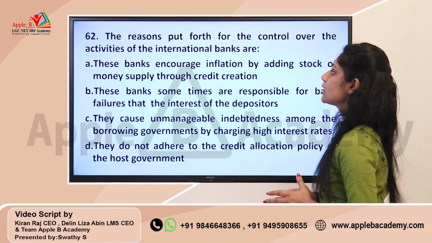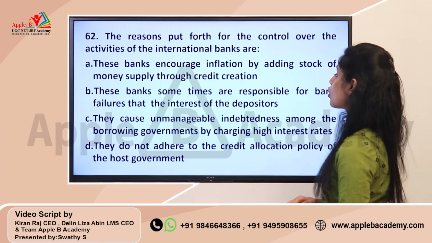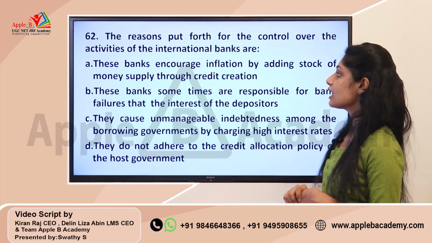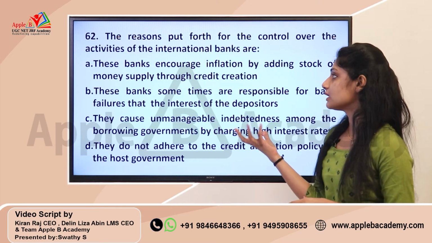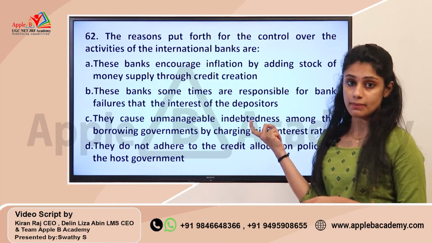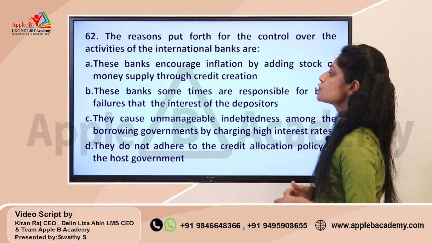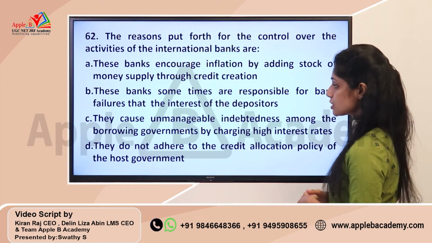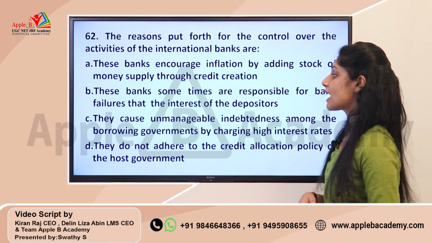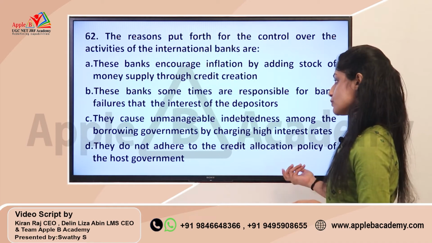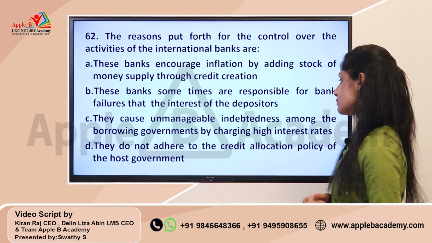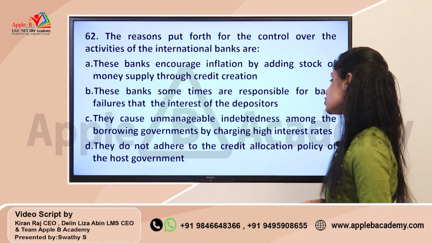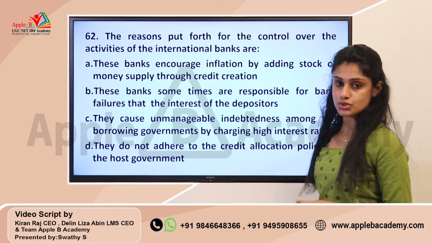Question number 62. The reasons put forth for the control over the activities of the international banks are... again a question from the banking area, and you need to identify why we are making a control over these international banks. What's the reason for this control? A: These banks encourage inflation by adding to the stock of money supply through credit creation. B: These banks sometimes are responsible for bank failures that harm the interest of depositors. C: They cause unmanageable indebtedness among the borrowing governments by charging high interest rates. D: They do not adhere to the credit allocation policy of the host country.